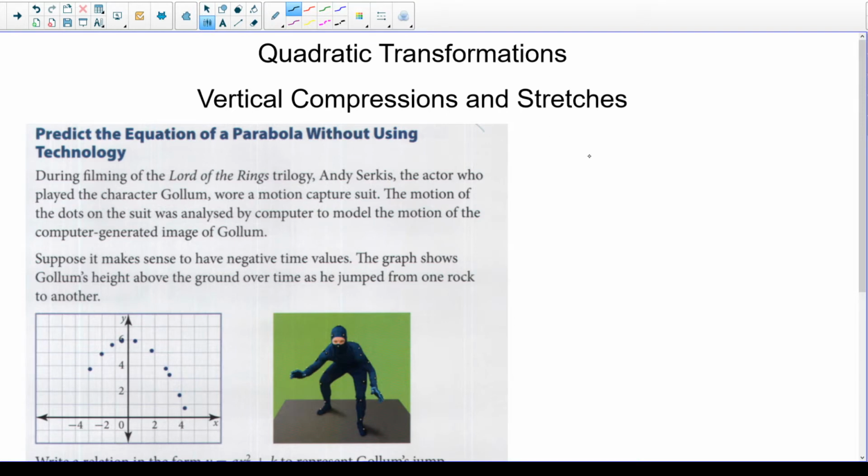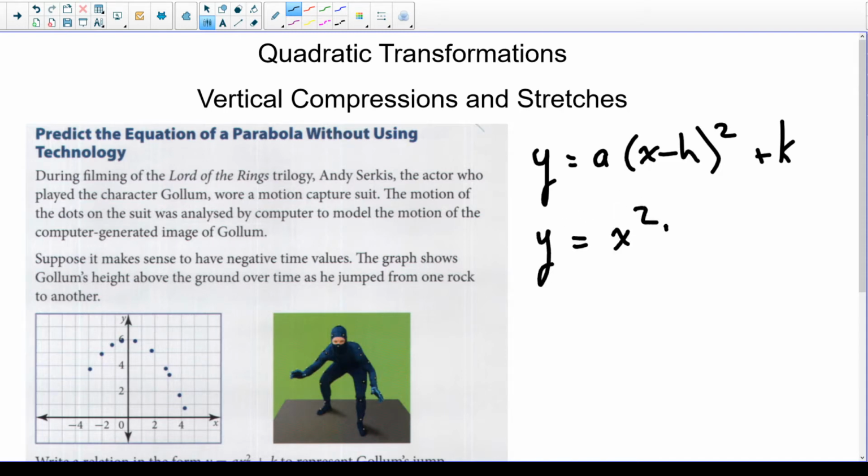So we're looking at the equation for transformations of parabolas, which is y is equal to a times (x minus h) squared plus k. And what we've seen so far is the x squared plus k version of the equation. And we saw that the k value, if it's positive, will cause a vertical translation, which means sliding up or down. In the case of a positive k, it'll slide it up. In the case of a negative k, it'll slide it down. So we're already starting to control our parabola.